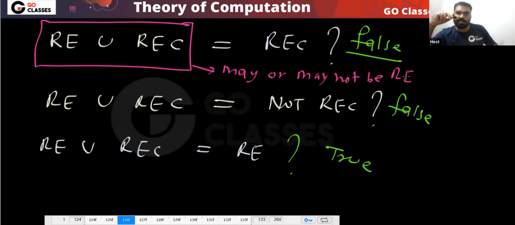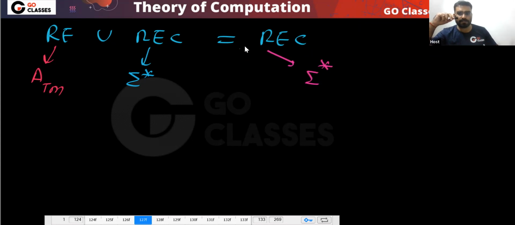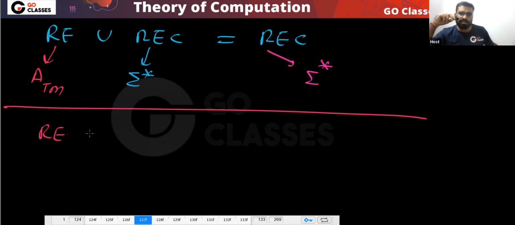It may or may not be REC. Can you give an example? I can give an example for this: RE union REC is REC. The example is very simple. You can take ATM, the acceptance problem of Turing machine. You can take ATM here, and sigma star here, so the union also will be sigma star. Yes or no?